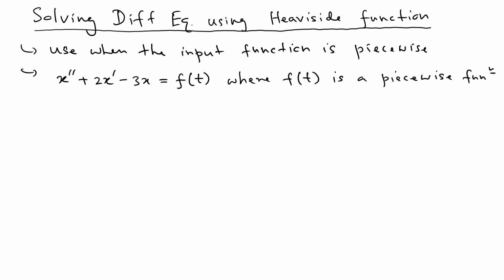Such that, let's say for example, we have f(t) which is t if t is less than pi over 2, and then maybe sine t if t is greater than or equal to pi over 2. So a situation like that.